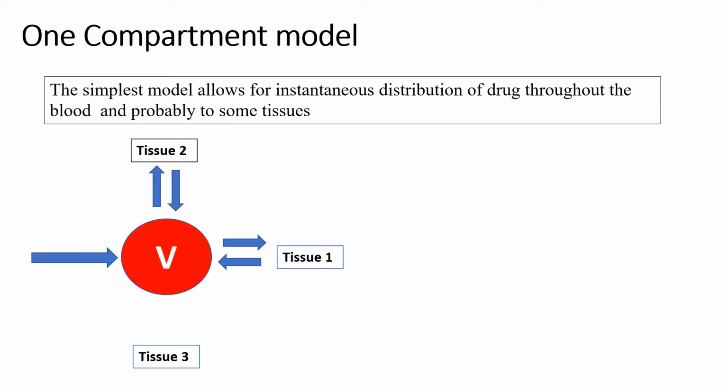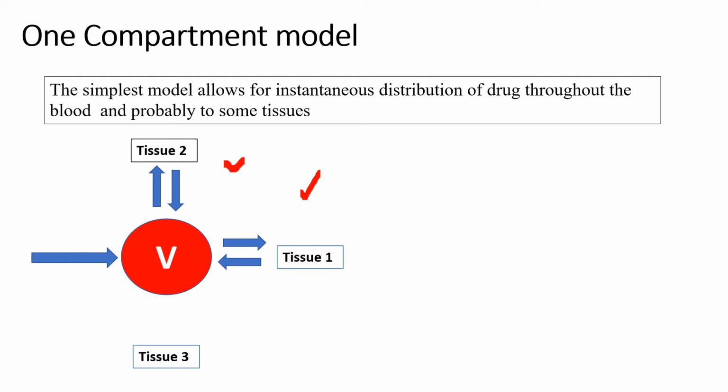Regarding this one compartment model, this is the simplest model, which allows for instantaneous distribution of drug throughout the blood and probably to some tissues. So what we can see here is that the drug movement into tissue 1 or tissue 2 is homogeneous. That is, the amount of drug moved from the central compartment to tissue 1 and the drug coming back from tissue 1 to the central compartment is the same. The tissue may be a whole organ. Everything here in assumption is an ideal environment.